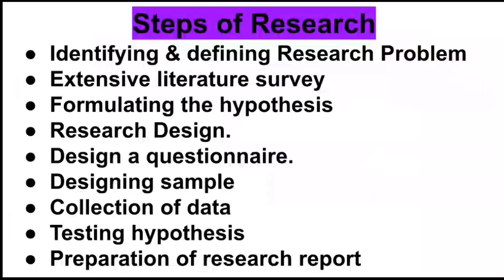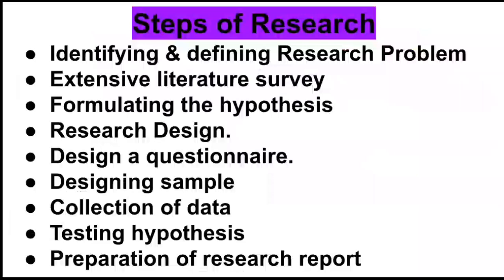Now let's see the steps of doing the research. First is identifying and defining the research problem. So whenever we start the research process, first we figure out on what we are going to research. That means we identify the research problem. Then extensive literary survey. Then we see whether we have the resources for doing research on that problem or not. Then formulating the hypothesis. Then we formulate a plan or an imaginary solution for that problem.